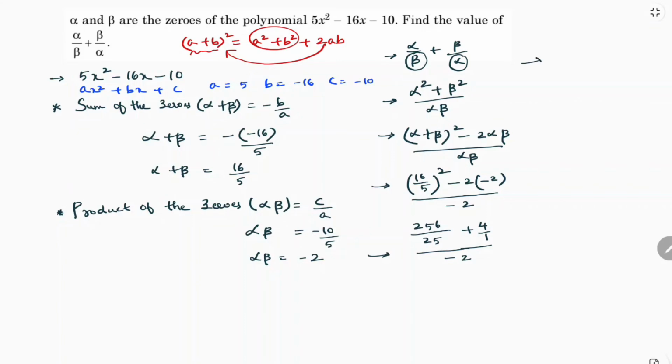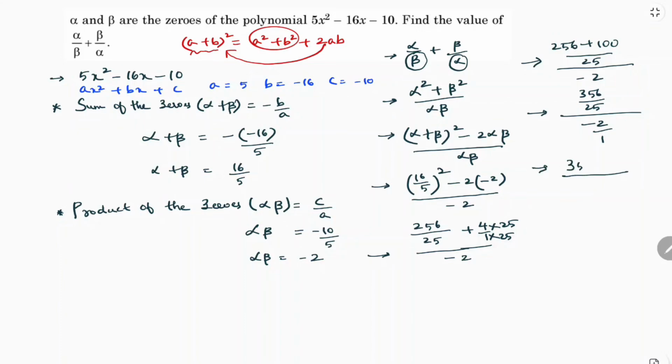Next step I'll do it here. The LCM in the numerator part is 25. So here 256 stays as it is, and I need to multiply 4 by 25, so I'll get 100. So 356 by 25, by −2. This denominator part I'll write as −2 by 1. So 356 by 25 into 1 by −2.